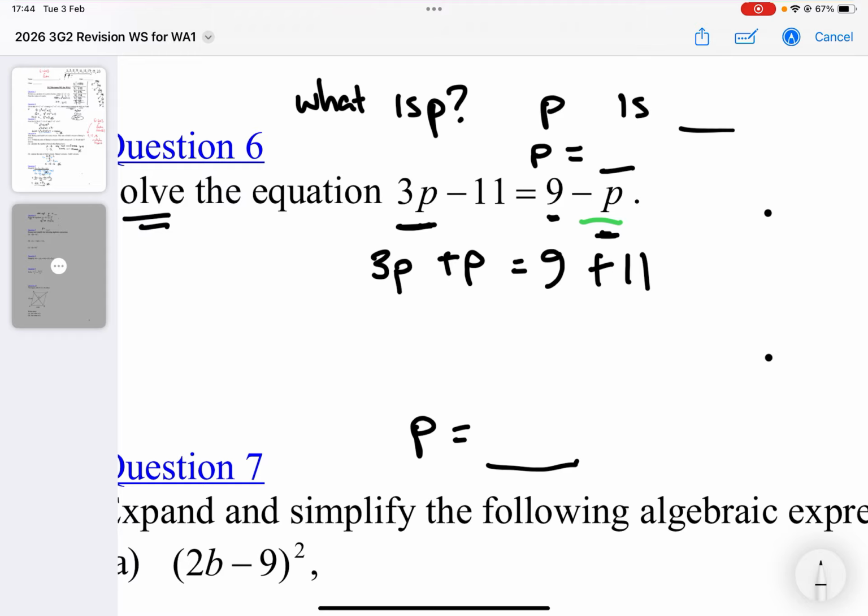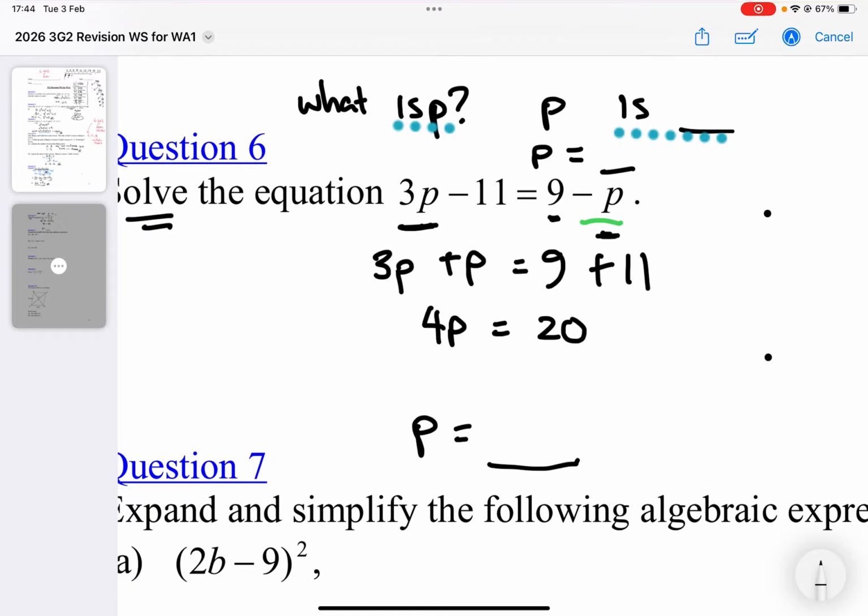Left still equals the right. Then when I manage to write this equation, I can simplify. 3P plus P is 4P. 9 plus 11 is 20. Left hand side is still the same as right hand side. Then finally I want P. I don't want 4P if I only look at the left. From 4P I want to become P, I need to divide by 4. Then when I divide the left hand side by 4, my 4P will become P. Then if I divide the left hand side by 4, my right hand side also must divide by 4.